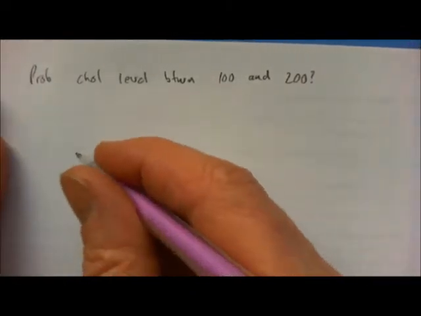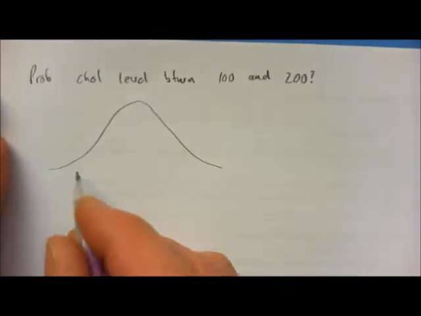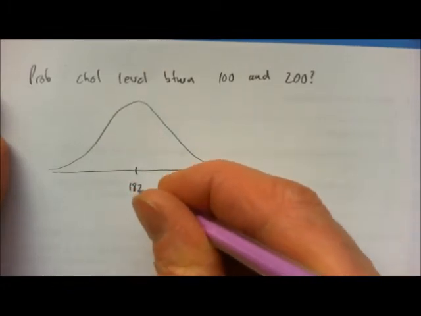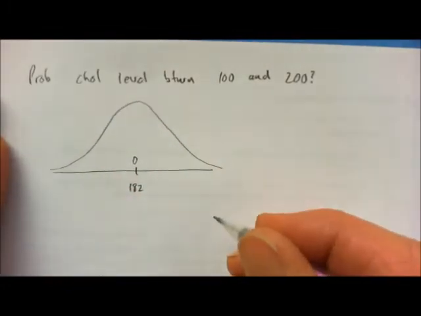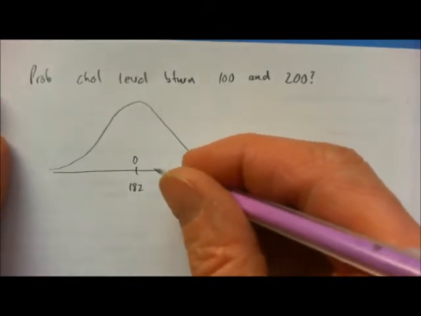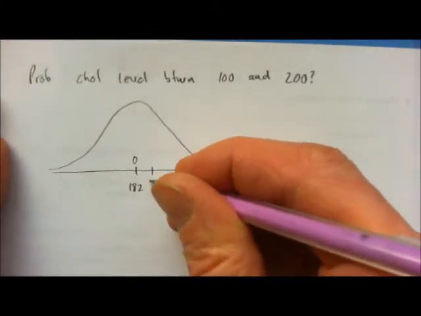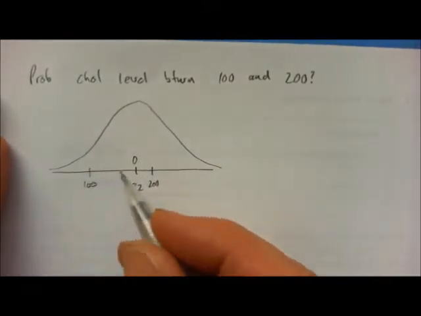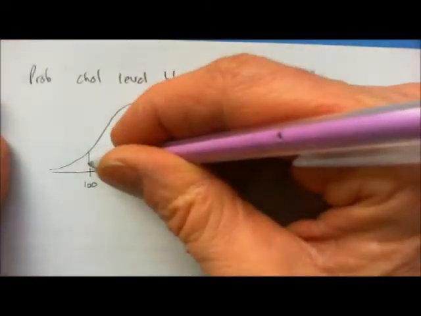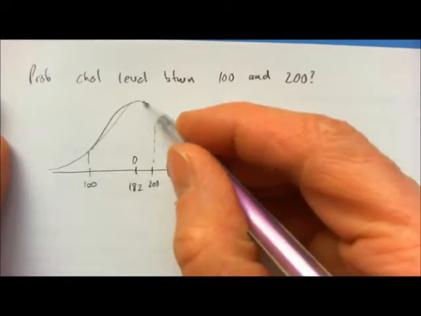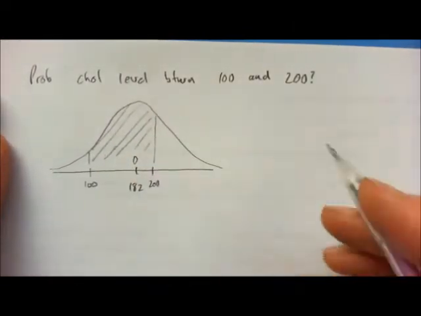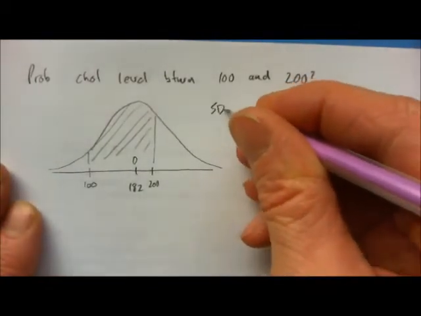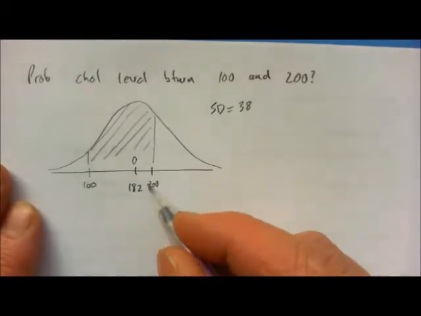Okay, so in a picture, we've got a picture that looks something like this. And again, let's put our data values down here. So here's 182 for the mean, so a z-score of 0. And then somewhere up here we have 200, not too far above this, so there's our 200. And then down here somewhere we have 100. And we're looking for the probability of having a cholesterol level between 100 and 200, which means somewhere in this range right here.